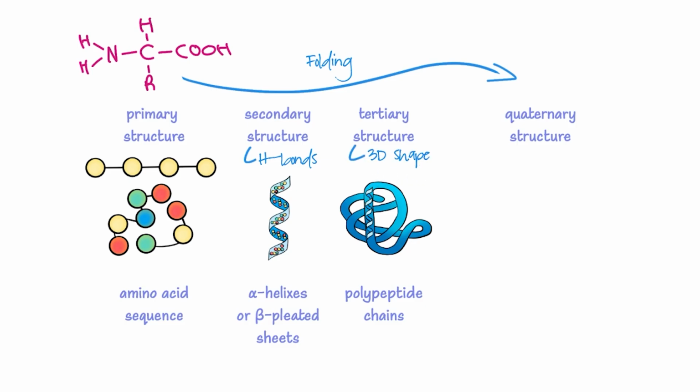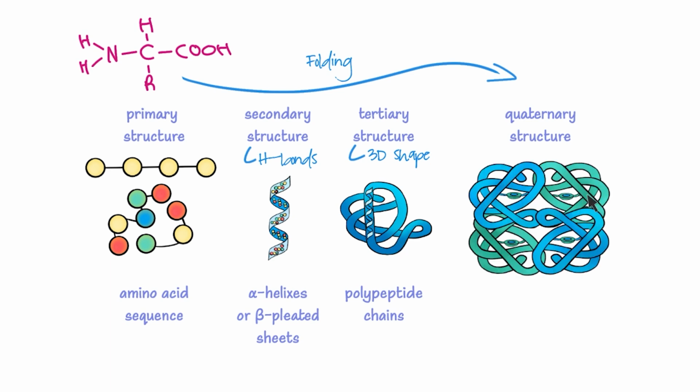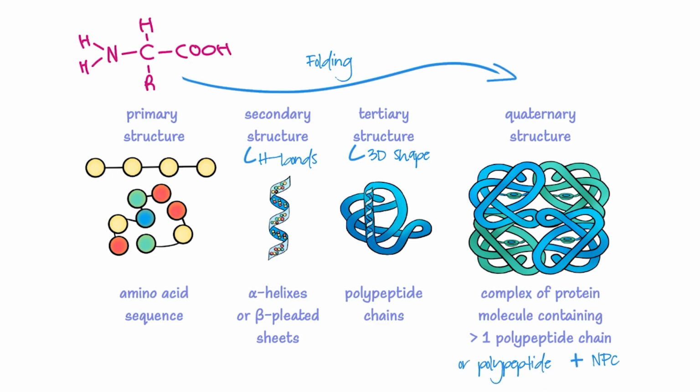Now, with some proteins, it doesn't even end here. Next, you can have a quaternary structure. This happens when you have more than one polypeptide interacting with each other and sort of binding to form a quaternary structure. Or it can happen when a polypeptide binds with a non-protein component. Basically, if you are adding something else to the single polypeptide, then you're giving it a quaternary structure.